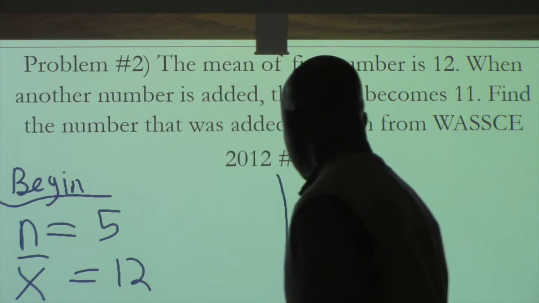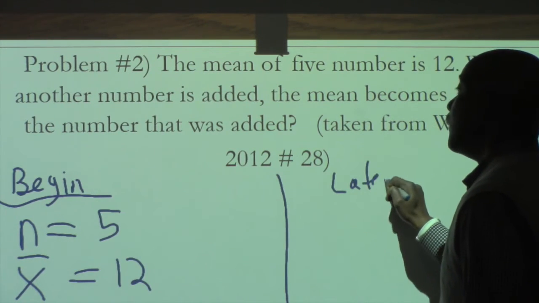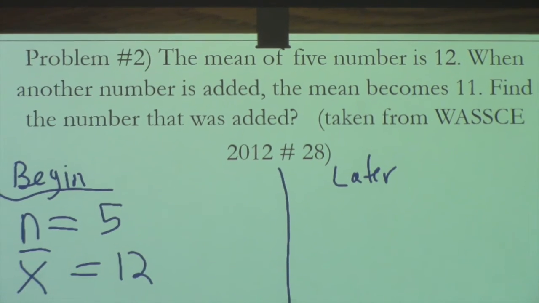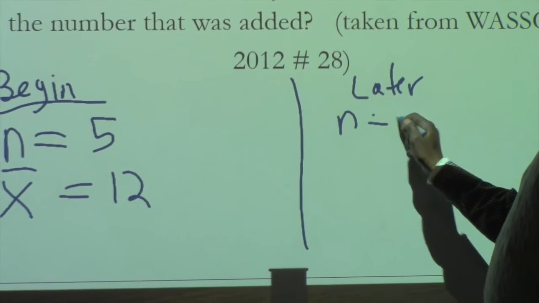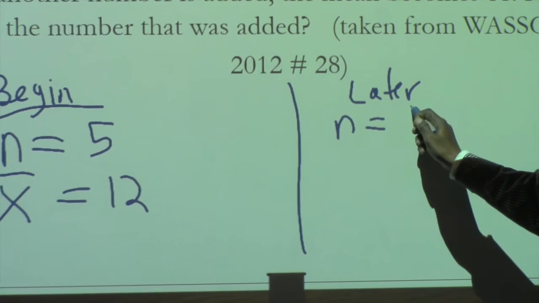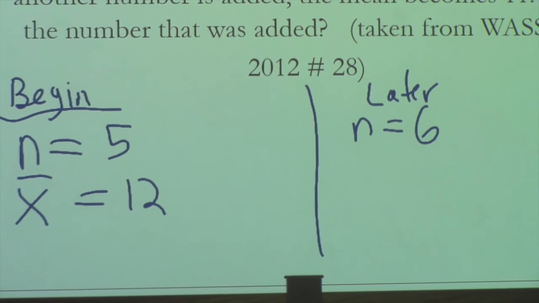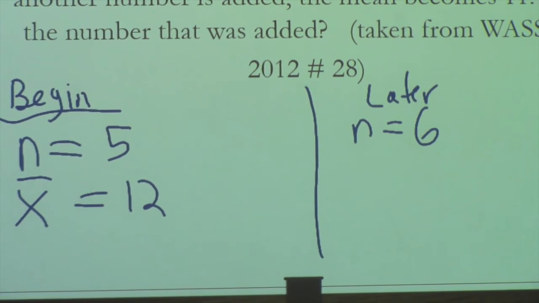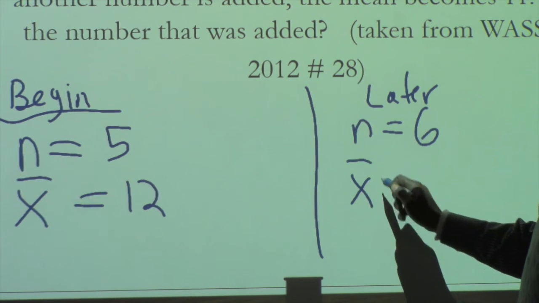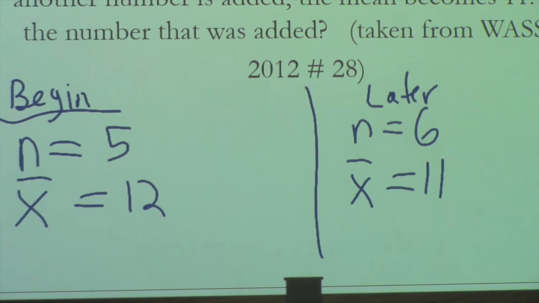12. Later, we added another number to it. So the number of numbers now we have would be what? 6. And the mean for that would be what? 11. So the question here says find the number that was added. So what we need to do is to find the summation here.